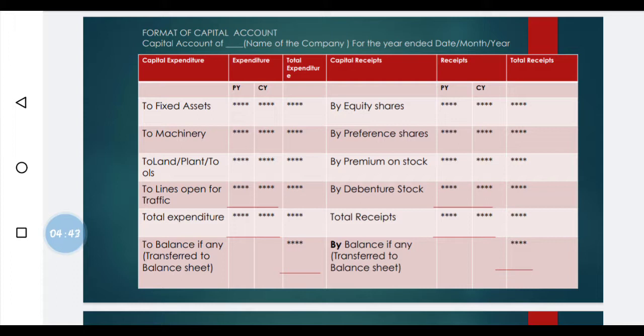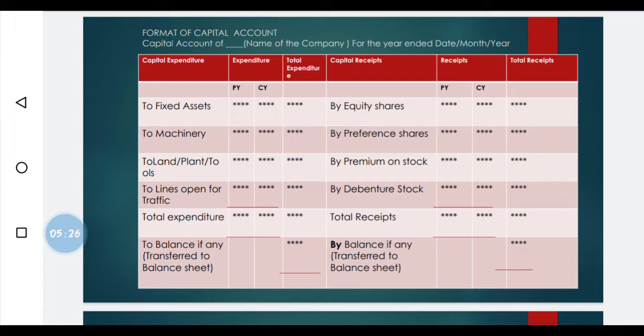In capital account, there are 6 columns. In the capital expenditure side, here I have written expenditure up to the given date, and current year expenses you have to show separately in the column, and the total expenditure, that is expenditure up to the previous year and current year, you have to add and write in the total expenditure side. In the same way, on the capital receipt side, receipts up to the previous year and current year receipts, both you have to add and take in the total receipt.